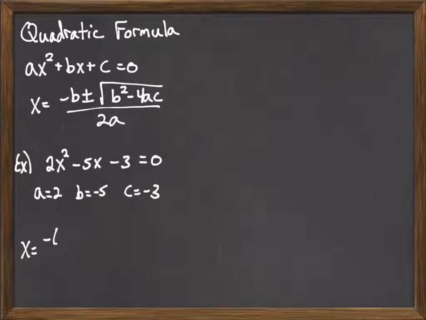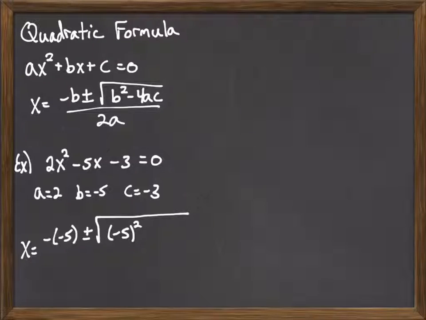And then we put those into our formula. So the first thing, it's the negative of whatever b is. So that would be the negative of negative 5, then plus or minus the square root of b squared. Now that's negative 5 squared. That's the quantity negative 5 squared.